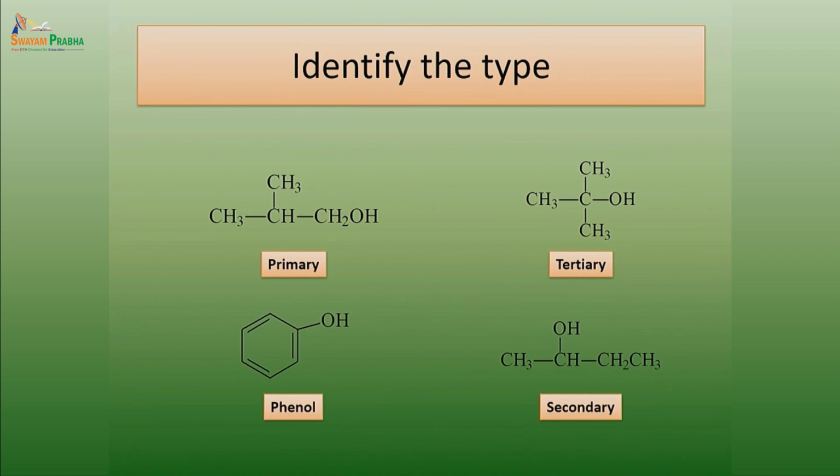So here the hydroxyl is attached to a carbon which has 1 hydrogen. And when we go to a tertiary alcohol, the hydroxyl is attached to a carbon which does not have a hydrogen. And a phenol is a hydroxy compound attached to an aromatic ring. So these are the different types of hydroxy compounds or alcohols available.